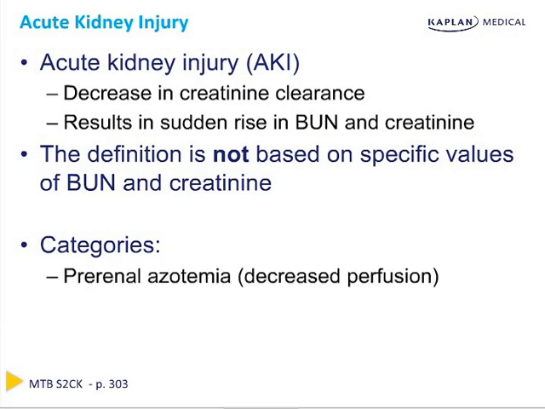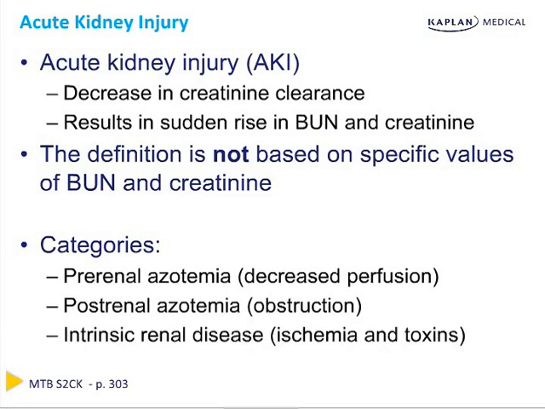Prerenal azotemia is a problem with perfusion or adequate volume to the kidney. Postrenal azotemia is a problem with obstruction of urine flowing from the kidney. And lastly, intrinsic renal disease is usually a result of an ischemic or toxic insult to the kidney itself.